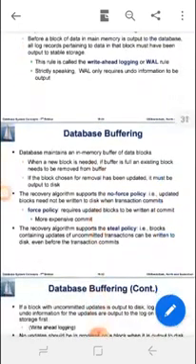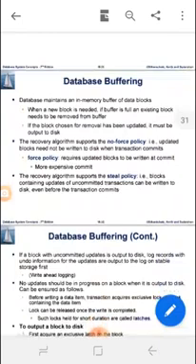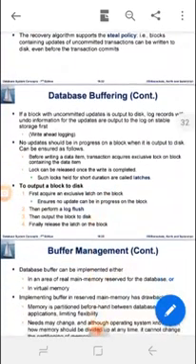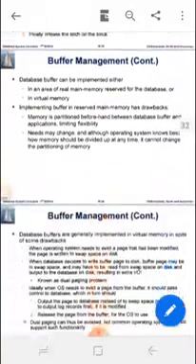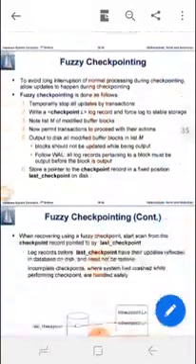Next one, database buffering. How is the database buffered into blocks? The database maintains an in-memory buffer of data blocks. Here the recovery algorithm supports a no-force policy. The force policy means requiring updated blocks to be written at commit. Database buffering is omitted in the book.